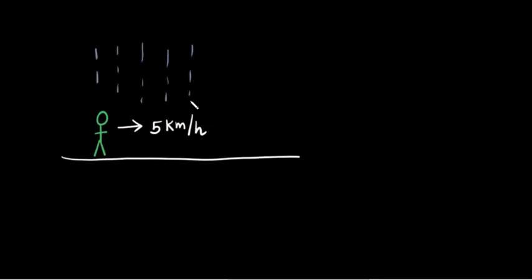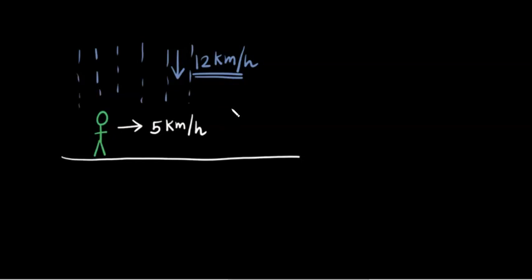This is with respect to the person. This is not with respect to the ground. So with respect to the person, the rain appears to fall downwards vertically with a speed of 12 km/h. So the question asked is, what is the actual speed of the rain with respect to the ground and what is its direction? That is what we have to find out.